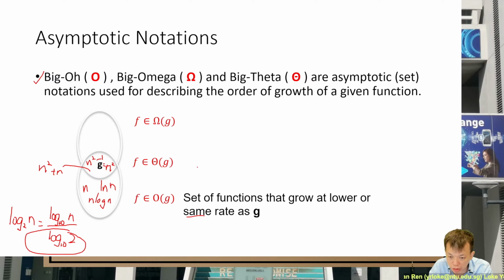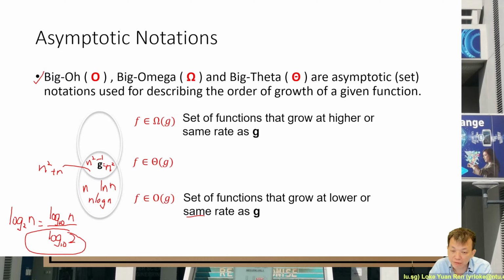So all of these we can consider to be in big O of g if my g is n squared, because big O of g is a set of functions. Then big omega is a set of functions that grow at a higher or the same rate. So what are the higher ones? With n squared, it implies that the earlier example, the n cubed one, has a higher growth rate.